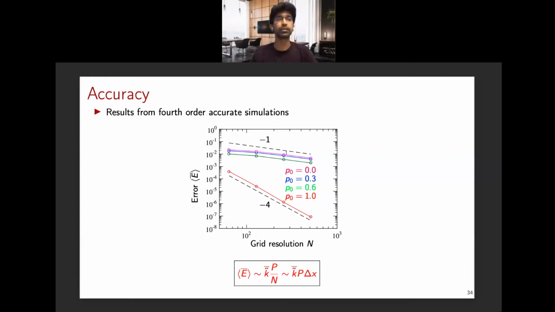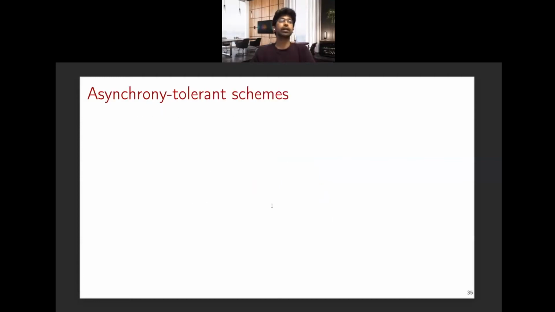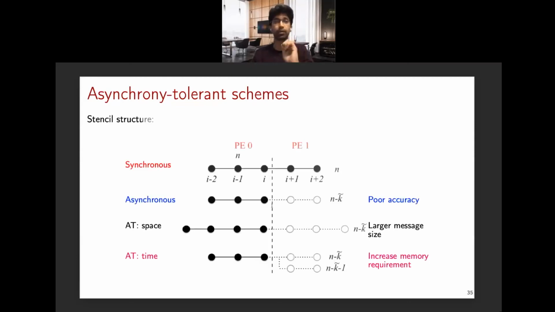So that means, can we actually derive new schemes that can bring back all of these lines to a slope of fourth order? For that, we have derived what are called the asynchrony-tolerant schemes, which use a stencil that is much bigger in size only for the processing element boundary points. So for example, if I want to compute a fourth order accurate solution, it uses a 5-point stencil. Okay, so that is a synchronous case.